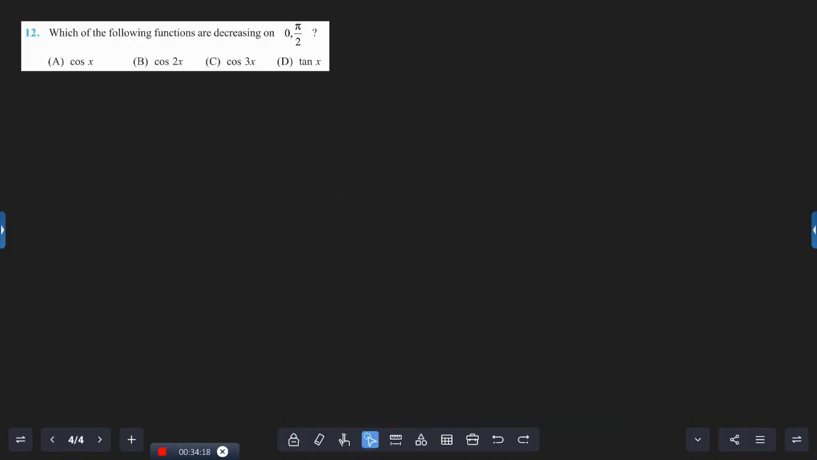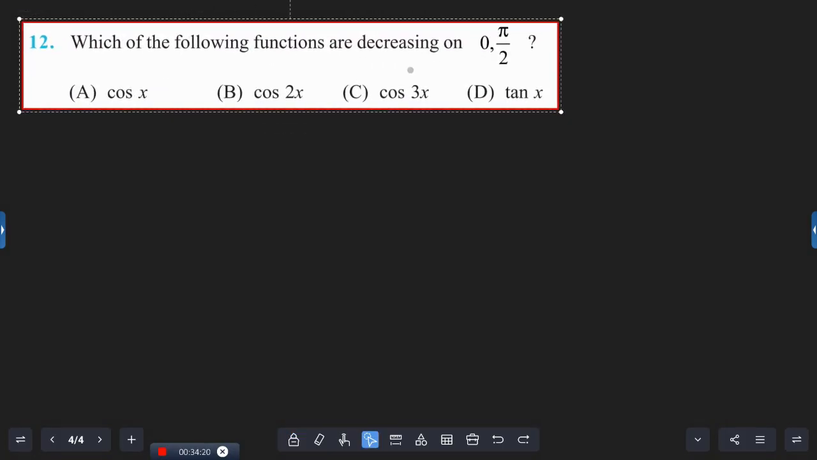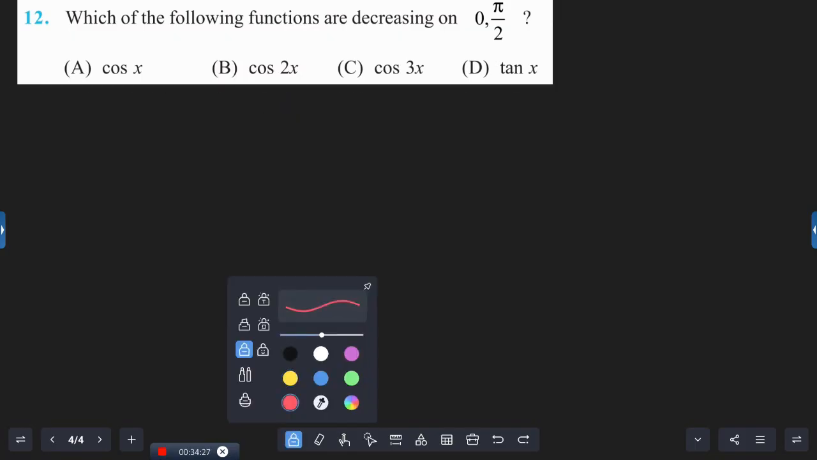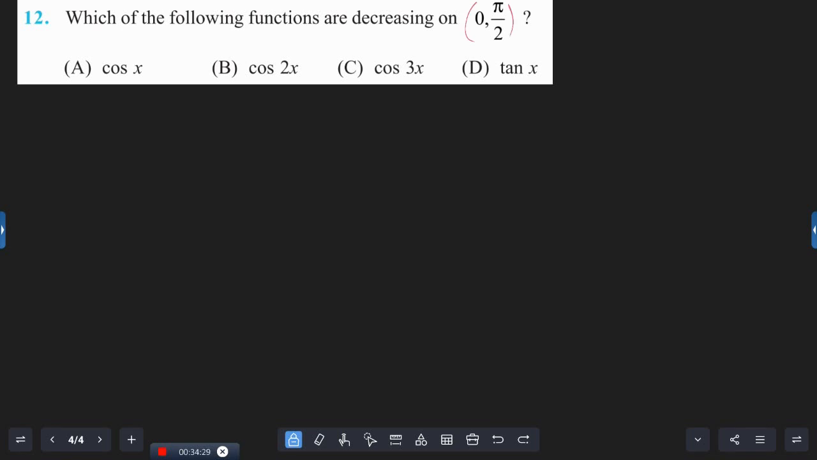Okay, 12. Listen. Which of the following is a decreasing function? Here, children, in the textbook, I hope it is a mistake. They should give an open interval. Which of the following functions are decreasing? They gave a question mark. Don't think this is an MCQ. All the four subdivisions you should check, where it is increasing and decreasing.